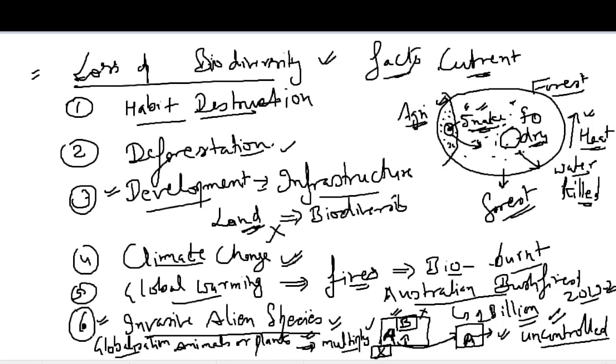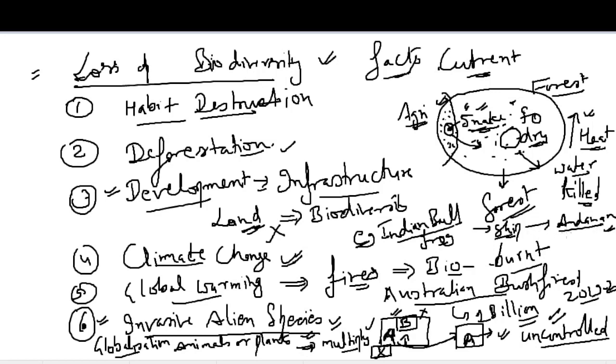For example, there is the Indian bullfrog. Let me write it here. Example of Indian bullfrog. This is a frog species. It was very common in India. Due to ship movement to the Andaman and Nicobar Islands, because of ship movements, some of the frogs got carried away to the Andaman Islands. Now, when they moved to this Andaman Island, there was nothing which could stop them.